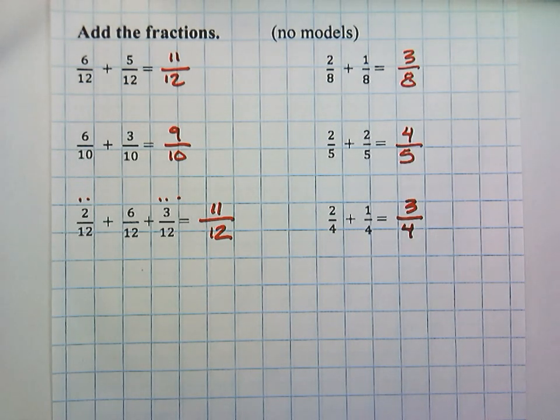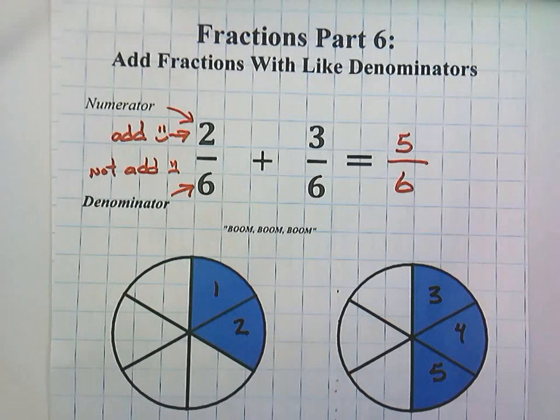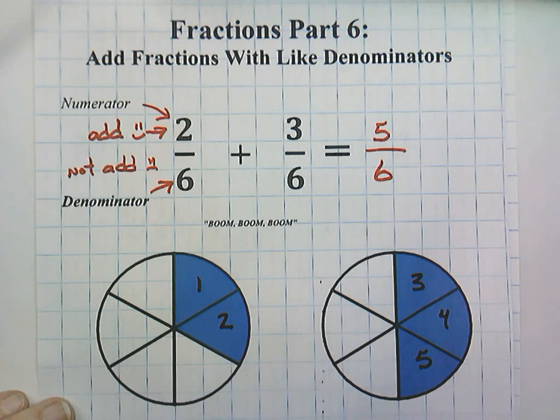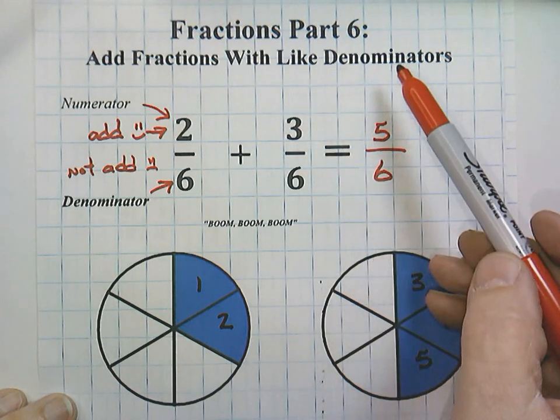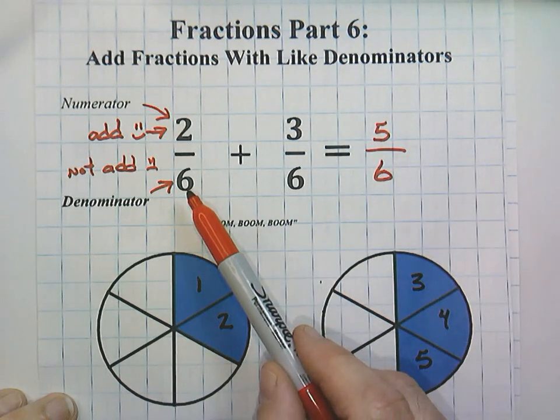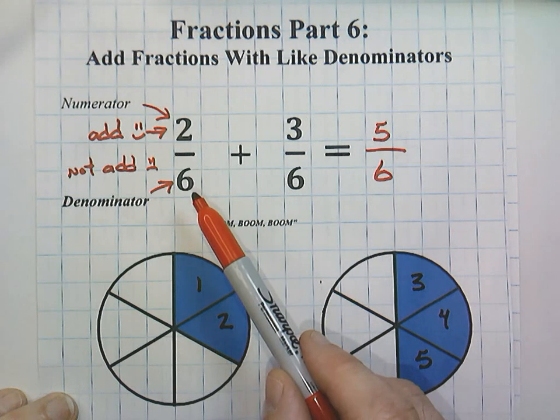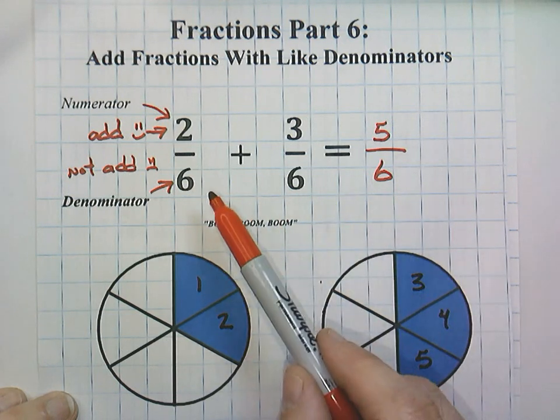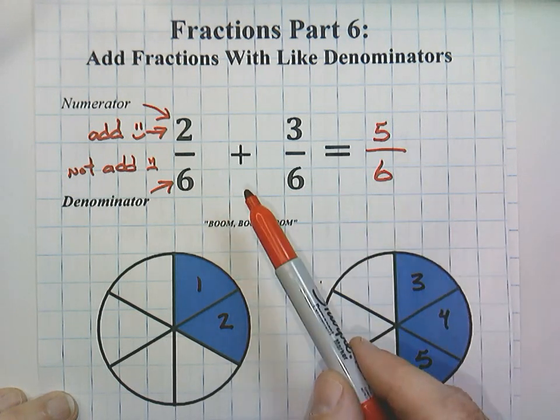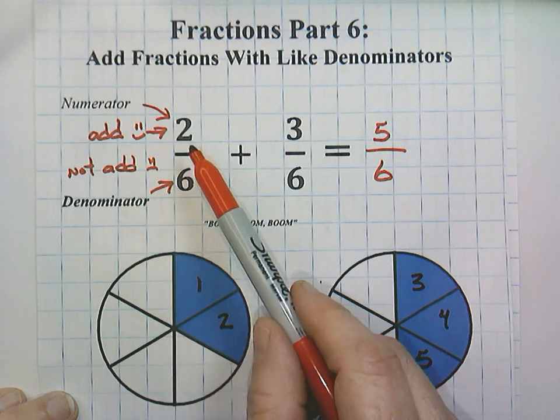So hopefully that's helpful. Remember, today our lesson is on adding fractions with like denominators. Like denominators means the bottom number is the same, and we just said 6, 6, 6 in this case, or boom, boom, boom, it stays the same. We don't add the bottom, we only add the top.